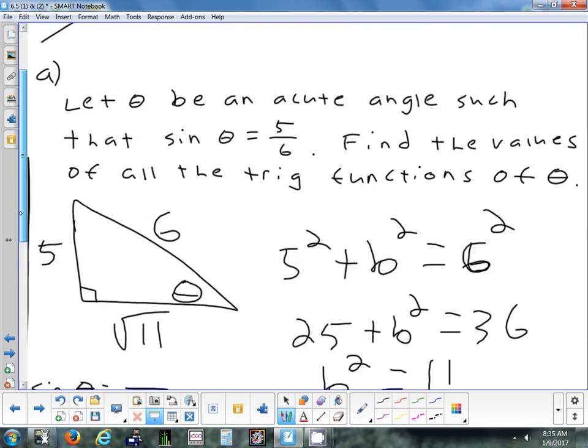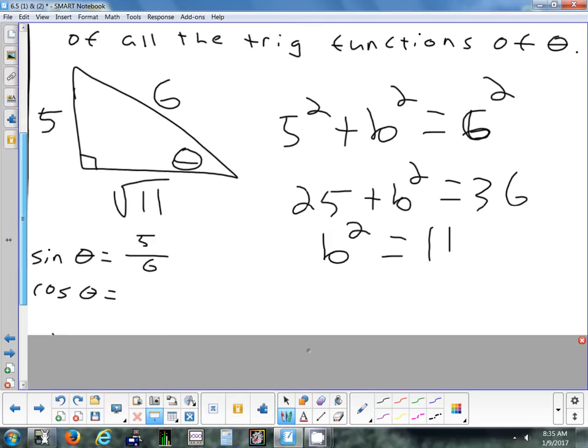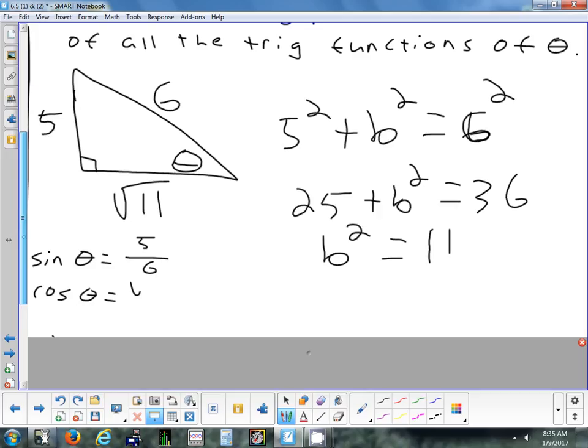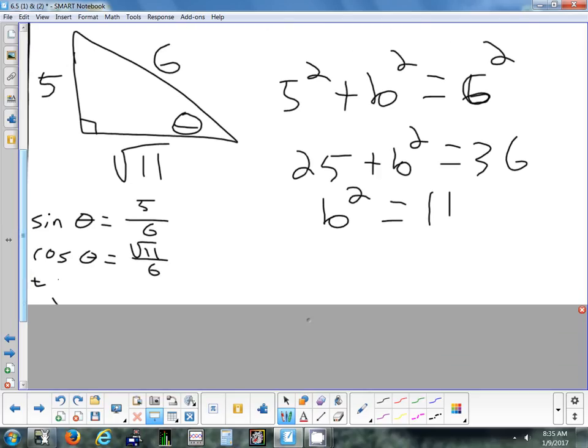Okay. Sine, we already know. That one was given. What would be my cosine of theta? Square root of 11 over 6. And tangent of theta would be 5 over square root of 11, but we do need to fix that so the root's not in the bottom. Yeah, and we did this before when we did unit circle trig.